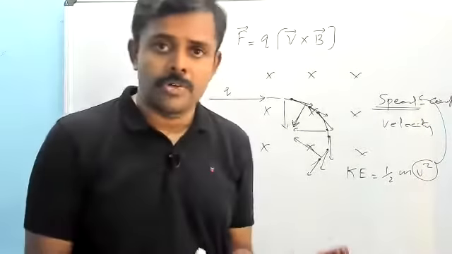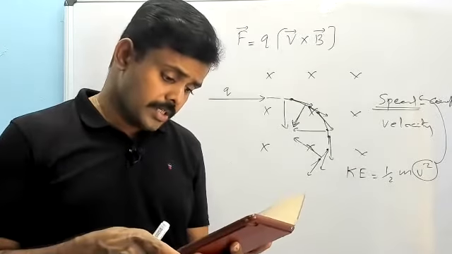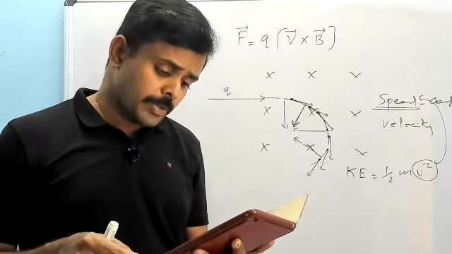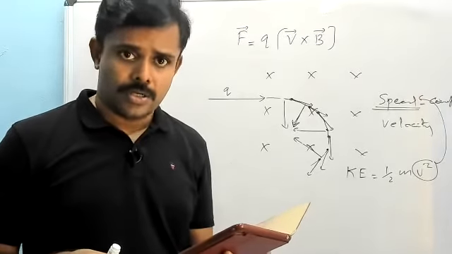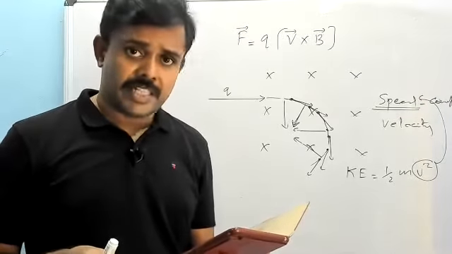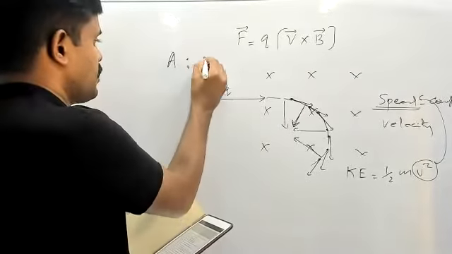Let us look at the statement one more time. Question number 16. When a charged particle moves perpendicular to magnetic field, its kinetic energy and momentum gets affected. That's wrong. Kinetic energy never gets affected. Kinetic energy remains same. So assertion is false.